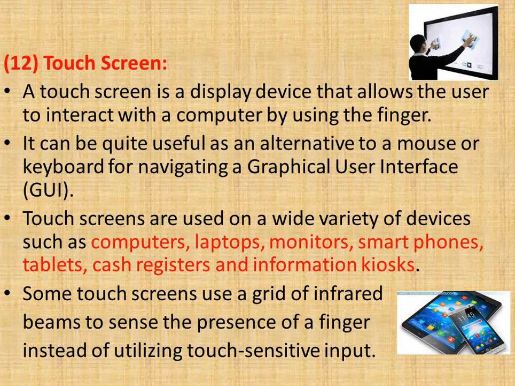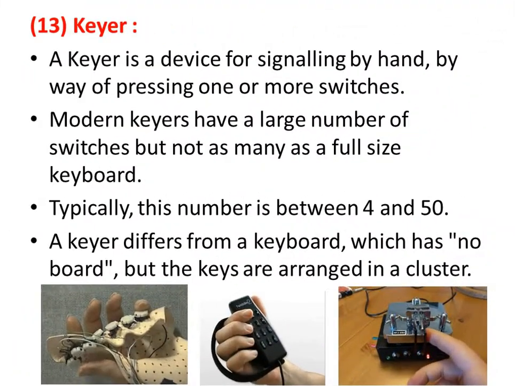We will learn about another input device that is called a keyer. A keyer is a device for signaling by hand by way of pressing one or more switches. Modern keyers have a large number of switches, but not as many as a full-size keyboard. Typically, this number is between 4 and 50. You know, children, a typical keyboard consists of 101 keys. A keyer differs from a keyboard in that it has no board, but the keys are arranged in a cluster.